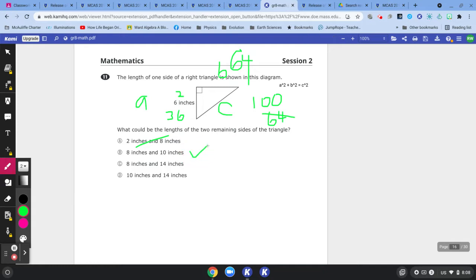Now, there's a shortcut on this one. If you happen to know about what are called Pythagorean triples, you might notice that 6, 8, 10 can be scaled down to 3, 4, 5. And 3, 4, 5 is a very famous Pythagorean triple right triangle because 3 squared plus 4 squared is 9 plus 16, and 9 plus 16 equals 25, which is 5 squared. And that will always make a right triangle.